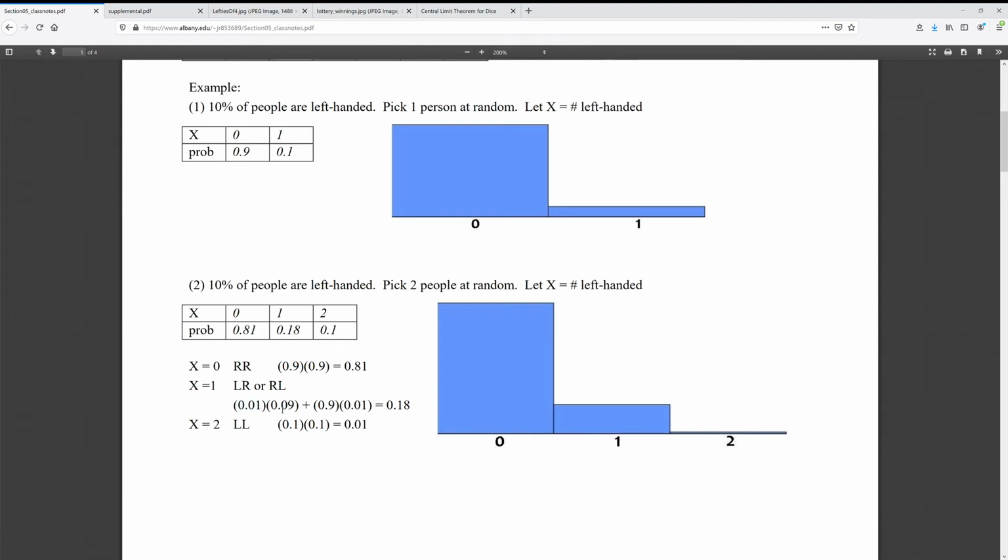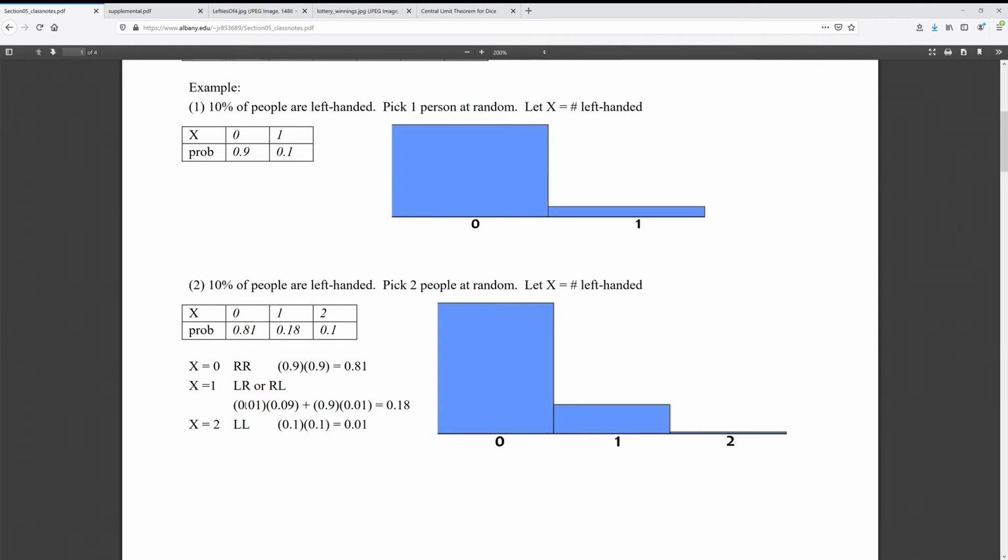So let me say that right. 0.1 times 0.9, which is 0.09. And then if it's right followed by left, then it's 0.9 times 0.1. So a lot of typos there. Somehow this one is right. So 0.9 times 0.1, which is also 0.09, is the probability of right followed by left.